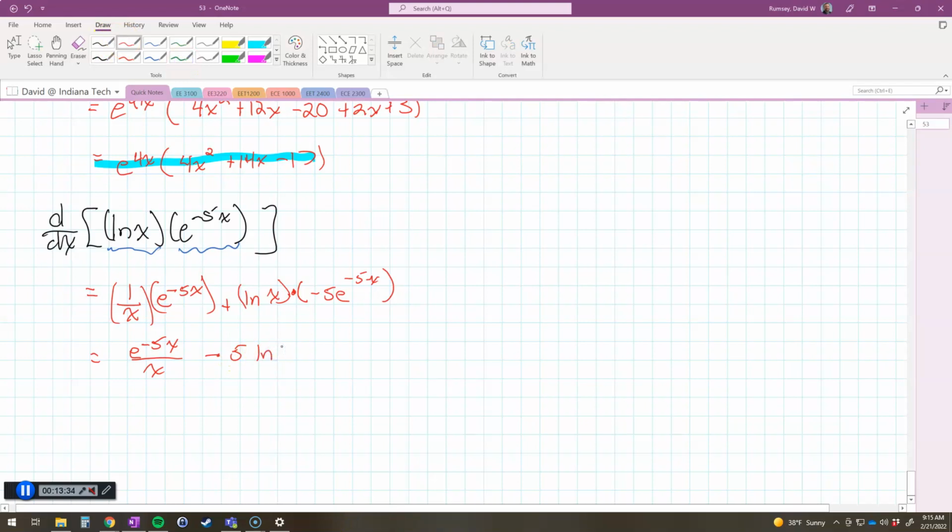natural log of x, e to the negative 5x. And then to simplify this even further, we could write this as e to the negative 5x times 1 over x minus 5 natural log of x.